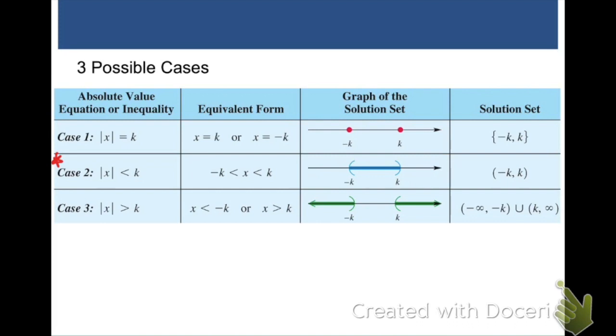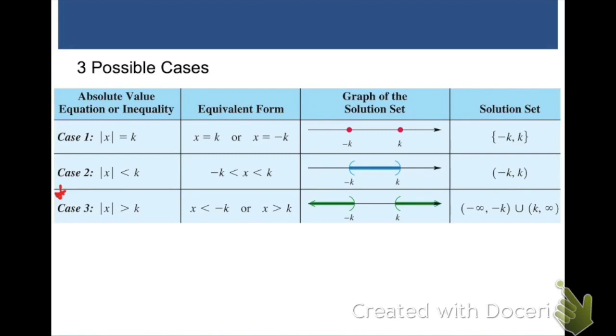We have something like case 2, where we have an absolute value is less than a constant, say k. Then our answer is going to be an and inequality. So negative k is less than x is less than k. Our solution set will be an interval, in this case negative k to k.